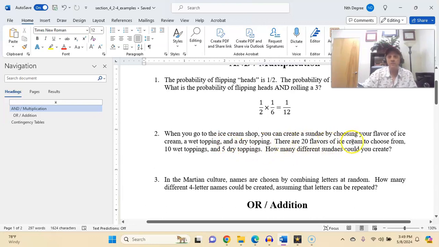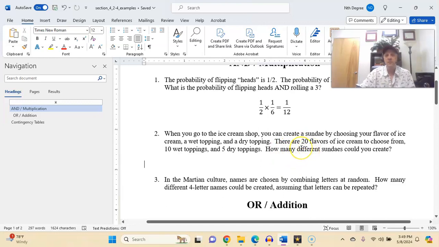There are 20 flavors of ice cream to choose from, 10 wet toppings, and 5 dry toppings. So how many different sundaes could you create? You want to take a wild guess? You'll probably get it right. Yes, that's right. The key word "and" suggests multiplying.